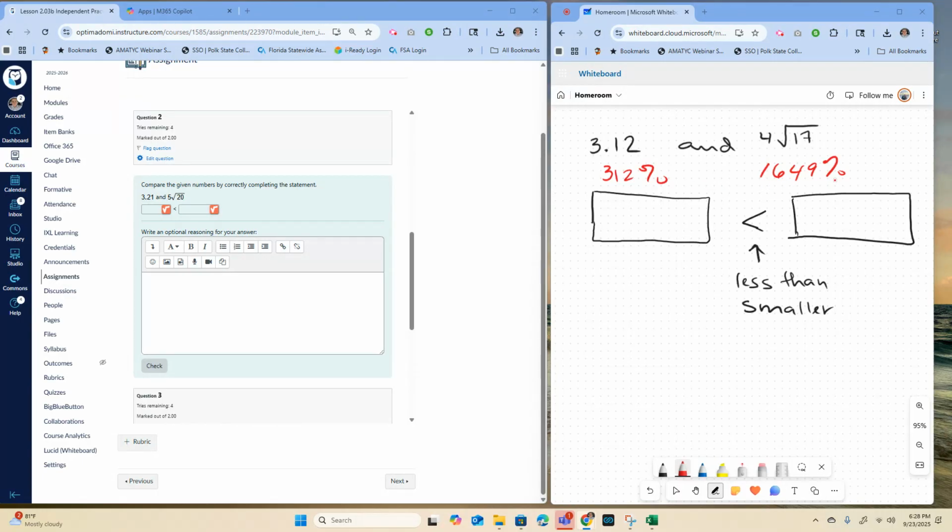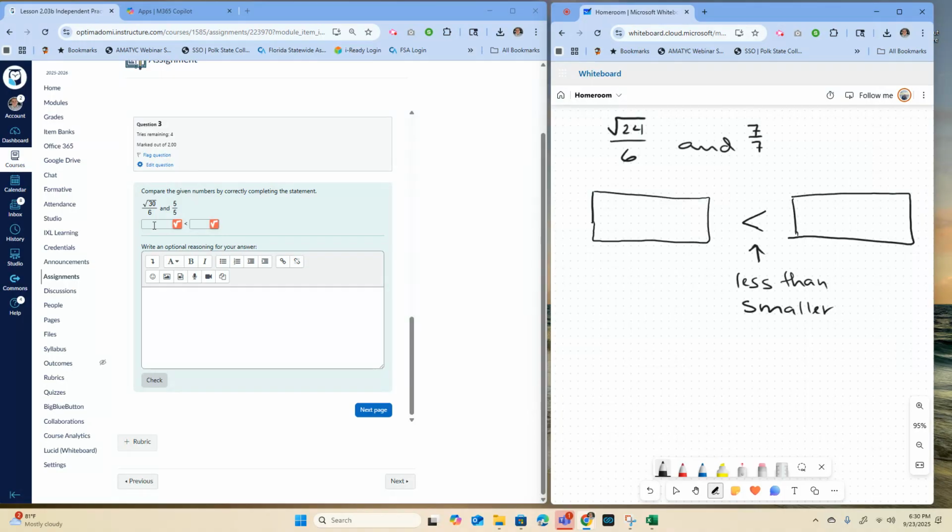Once I do that, I can look at the percentages and I can see 312% is smaller than 1,649%. But what you write in the box are not the percentages. You're going to write the original numbers. So in this case, I'm going to write that 3.12 is smaller. That's what that left arrow means, less than, smaller than 4 square root of 17. And that's how you do problem number two. Let's go to number three.